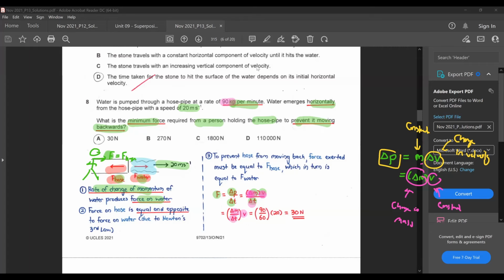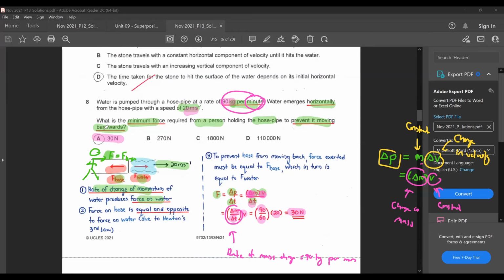Now delta m over delta t, this one is actually your rate of mass change, which is actually 90 kg per minute. You already have this value here, but you want to change it to seconds. This one is per minute, you have to change it to seconds. So it's 90 divided by 60 seconds, then multiply with your velocity, you're going to get 30 Newton. So answer is A.